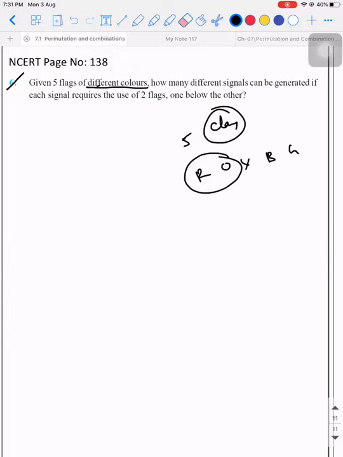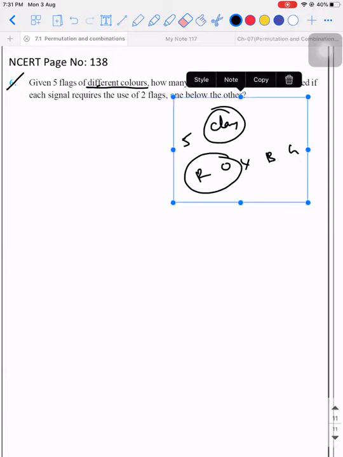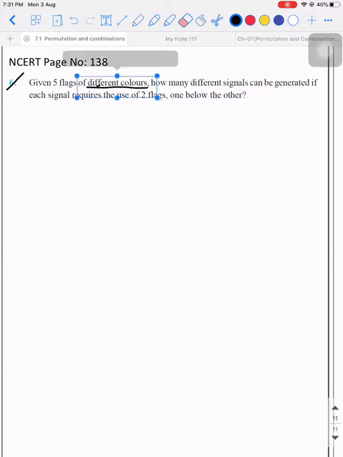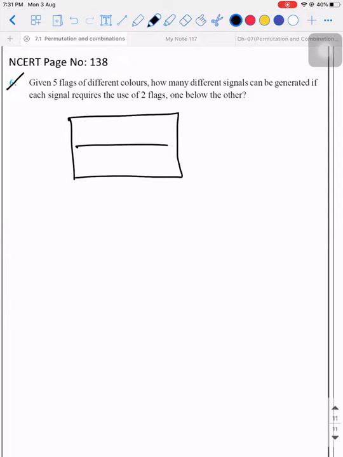Given 5 flags of different colors, how many different signals can be generated if each signal requires the use of 2 flags, one below the other? The answer is similar to the last problem we did. 20, sir. It requires the use of 2 flags, that's it. 5 into 4, that's the answer. The first one can be filled in 5 ways, the second one can be filled in 4 ways. The total number of ways possible is 20. How can the second one be filled in 4 ways? Because all are different colors.